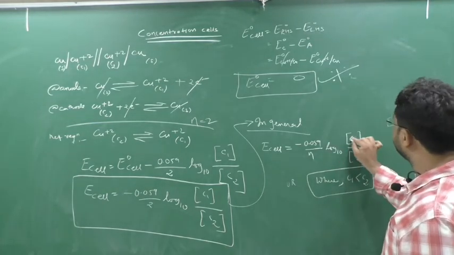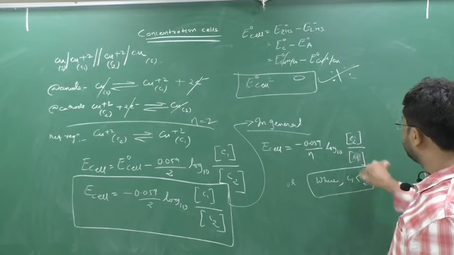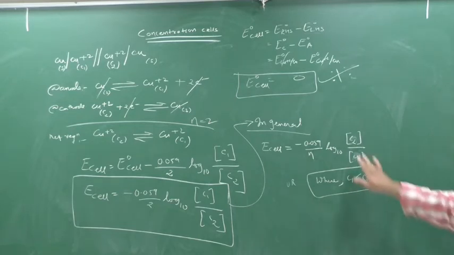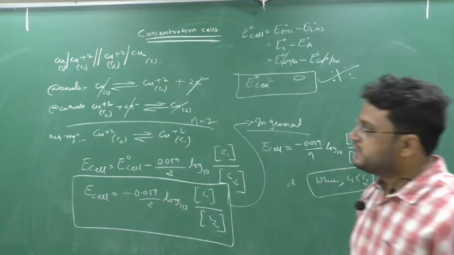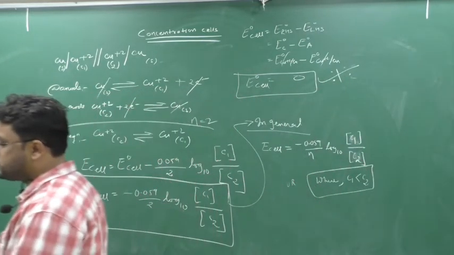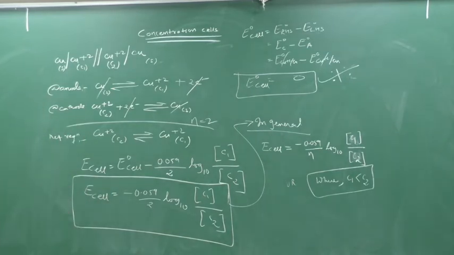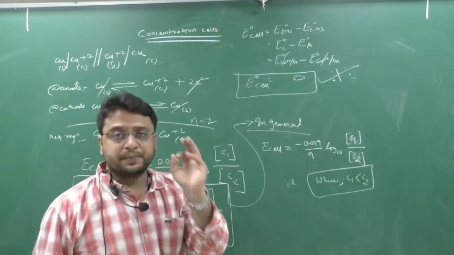If I write down here C2 by C1, then the condition changes, C2 is less than C1. But if I go according to this portion only, C1 and C2, so C1 will always be less than C2, because the more concentrated portion will always act as a cathode, will always undergo reduction. That is the logic, that is the trick, that is the point to be remembered.